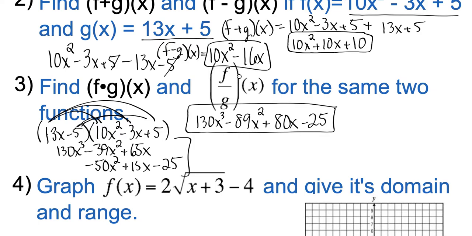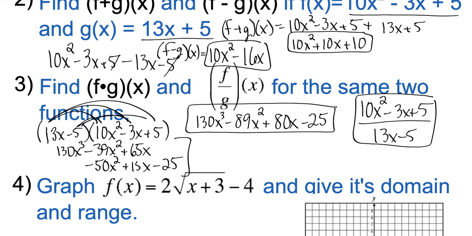You just have to remember your domain restriction piece. So it's going to be f over g. So f is the 10x squared minus 3x plus 5. That's my f function. My g function is the 13x minus 5. So that's what we get for the division question. But we've got to remember what our domain restrictions are.